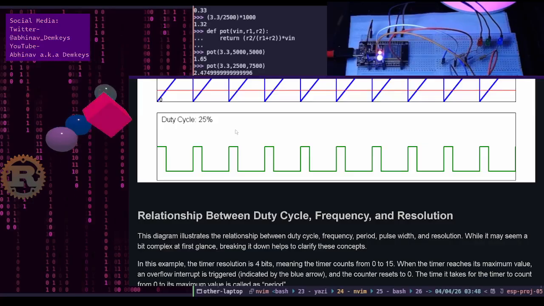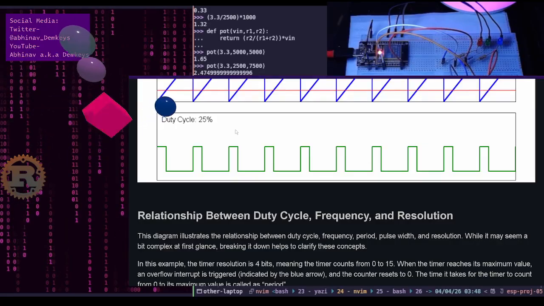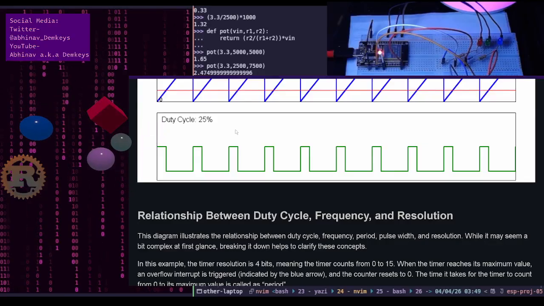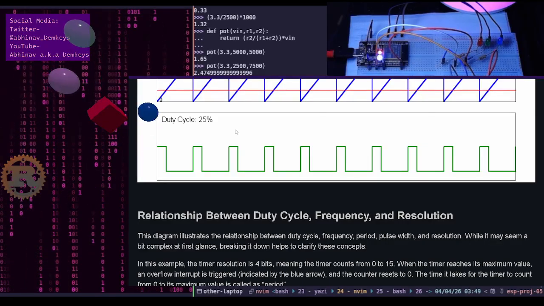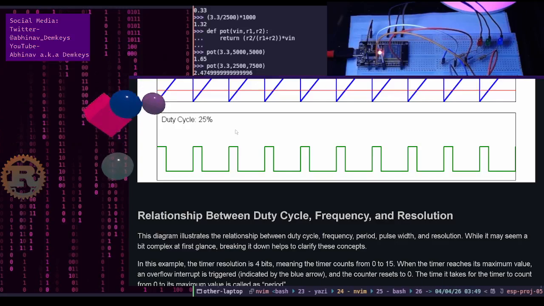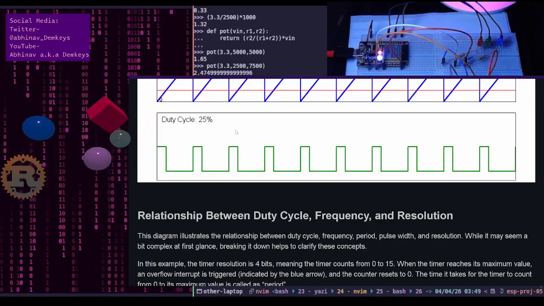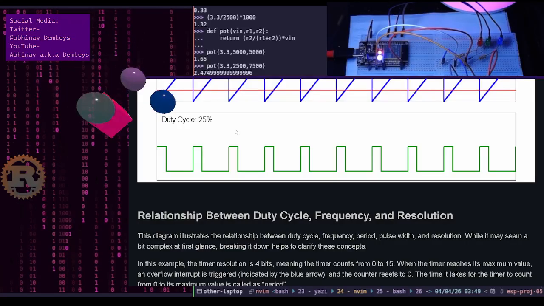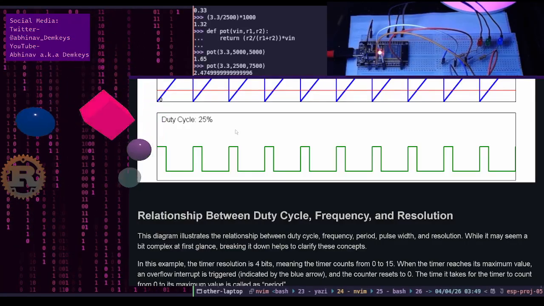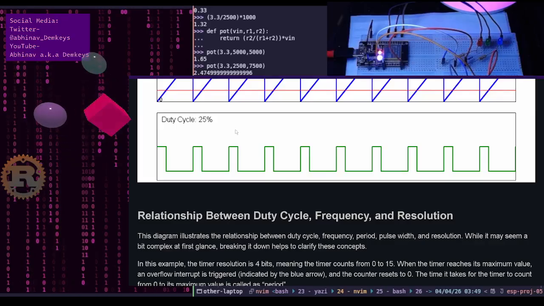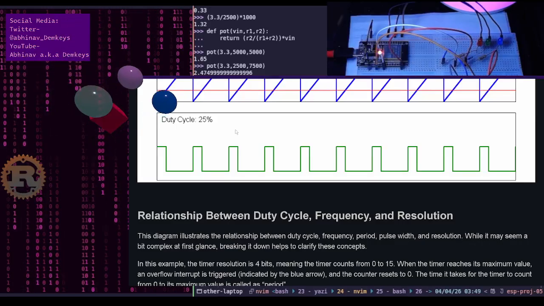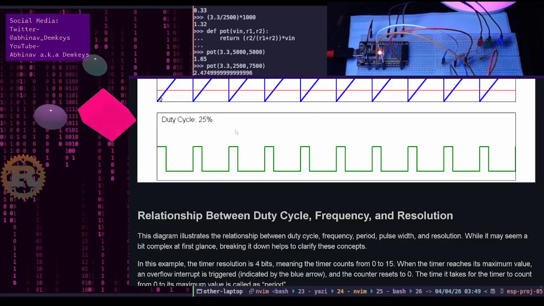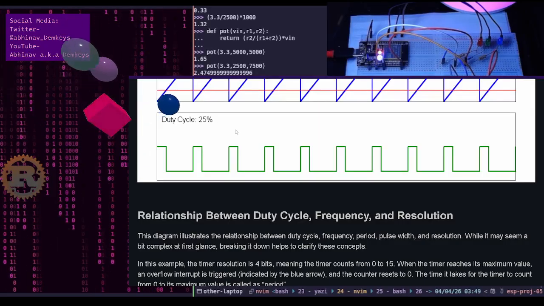Why this matters for your ESP32? Wait, no, hold on. What did Gemini say previously? I think I misunderstood what Gemini said. Gemini said word for word this: the period is the total time it takes for one complete on-off cycle to finish. It determines the frequency of your signal.